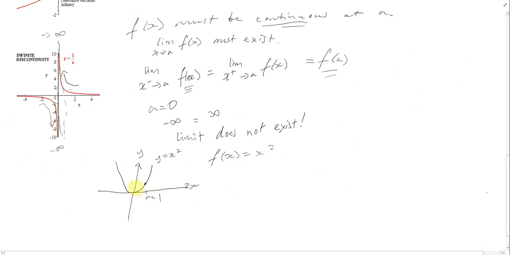So our limit coming from the left-hand side, well, if we put 1 in at x squared, this value is 1. So if we come from the left, we're getting closer and closer to 1. So the limit as x from the negative side approaches 1 of our function, which is f of x squared, by the way, is equal to 1. And our limit as x approaches 1 from the positive side, in other words, as it comes down here, f of x is also getting close to 1. So the limit does exist.